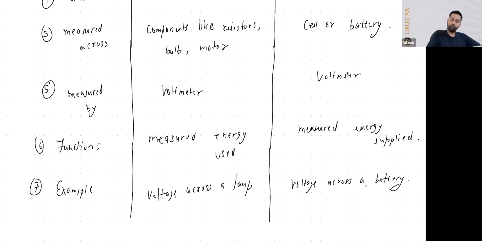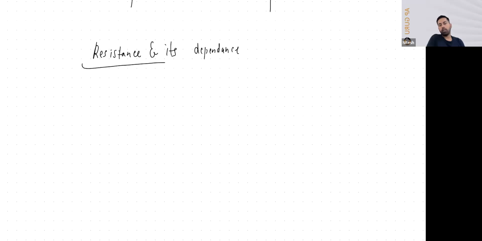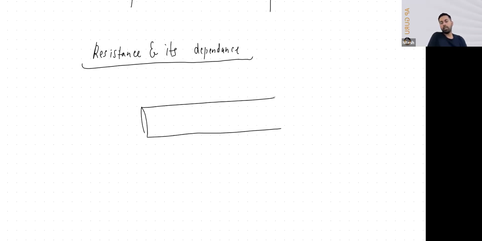Let's write down the next heading. Resistance and its dependence. Let's say, for example, I have a wire. This is how a wire looks. It has a length L. The area of cross section is A. This is how it looks. So, what do you think?